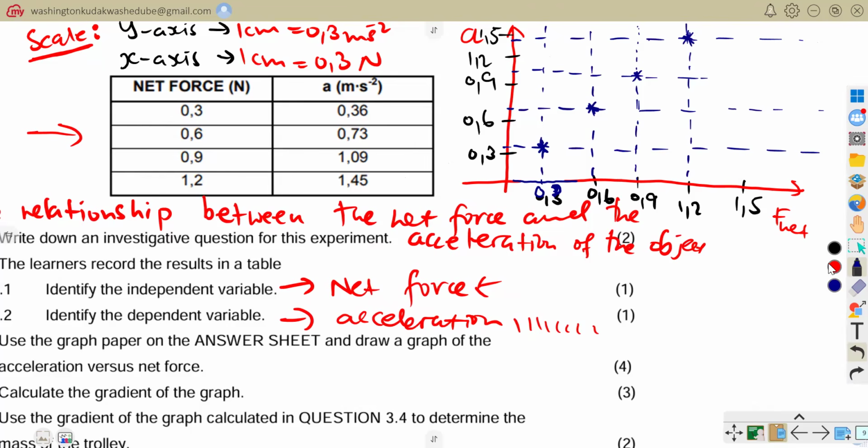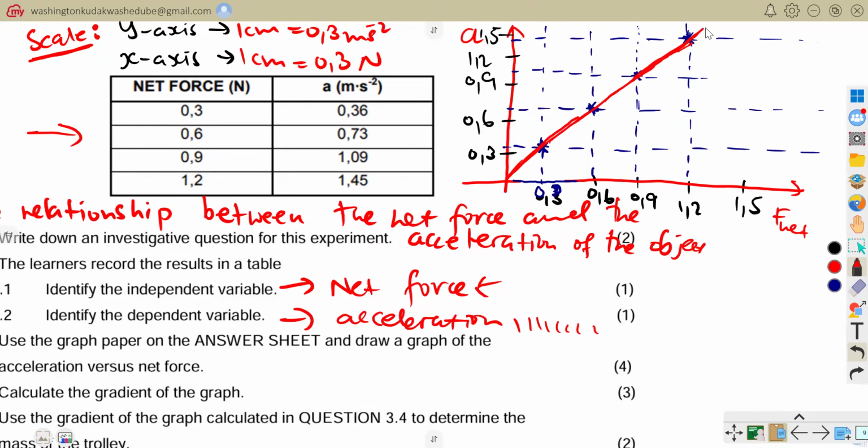After that, I would simply draw my graph from 0.00 and then to my first plot, as I go, as I go. You would see that my graph would simply be a constant straight line graph.